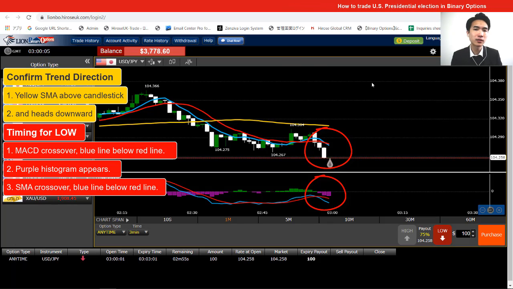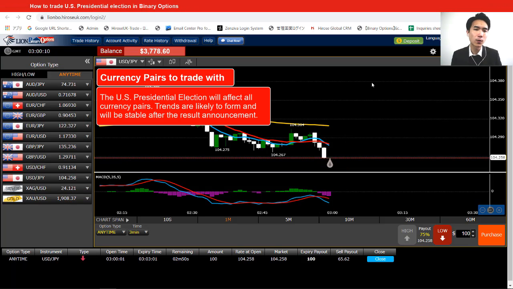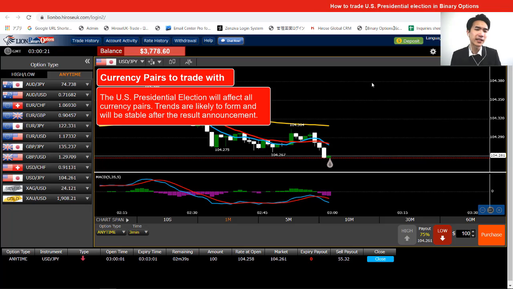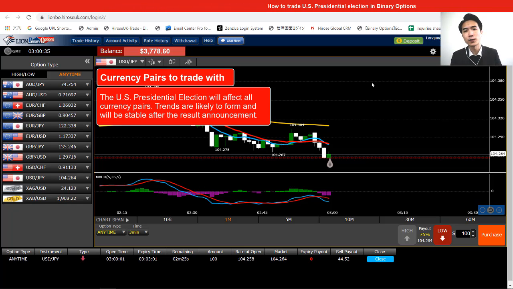Just a reminder that the US presidential election is not only for US dollar pairs. It actually affects the whole currency market. So we can trade whichever pair we want as long as we can identify a trend, and then we are good to go. We don't need to stay on the US pairs. Just keep browsing, and you should be able to find a good market to trade.